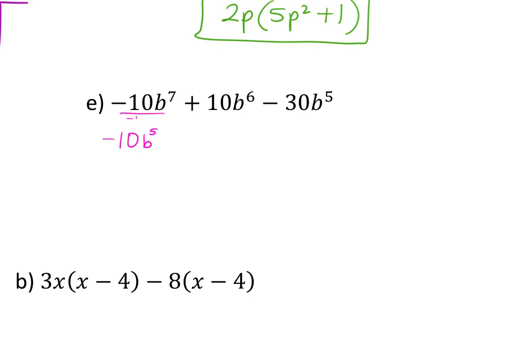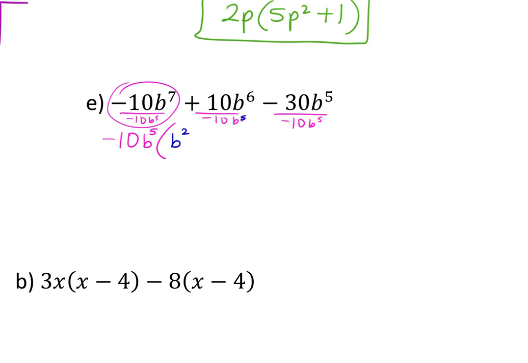Because if you divide everything by negative 10 b to the fifth, by the way, you don't ever have to write this for me. I'm just writing it so that you see the process for those that would like to write it. If you factor that out, what are you left with here? B to the second. It's just nice to not have a negative out in front of your leading term like that. So is it wrong the other way? No. This is just preferred.